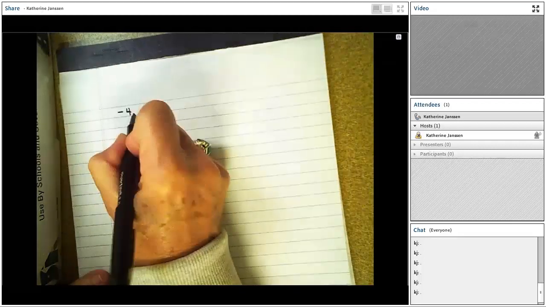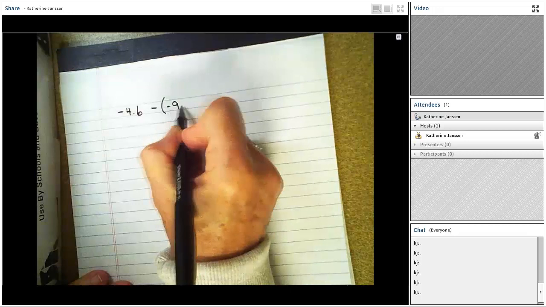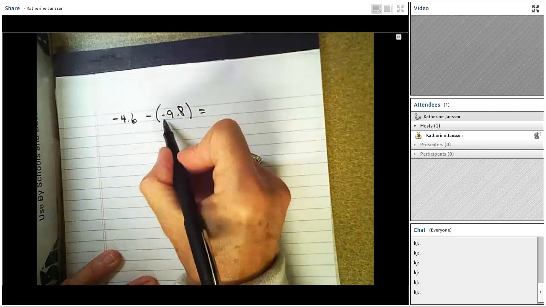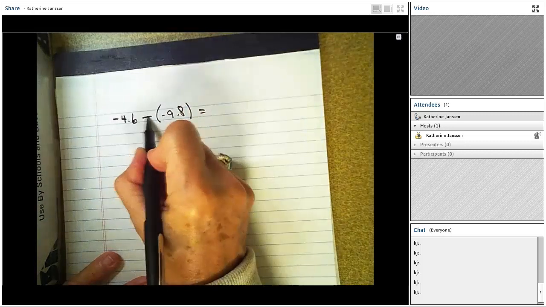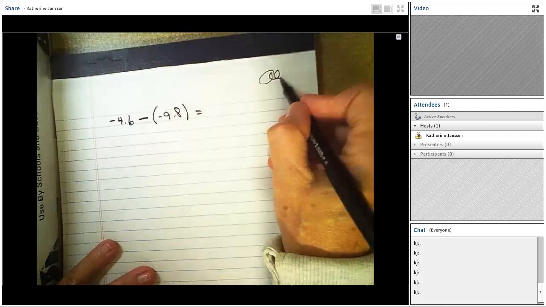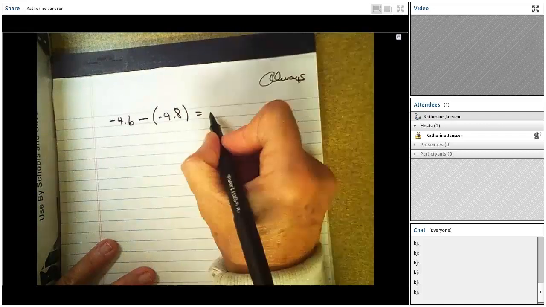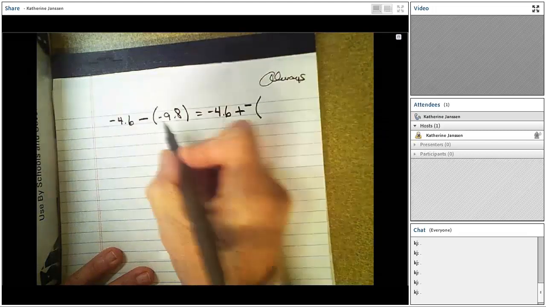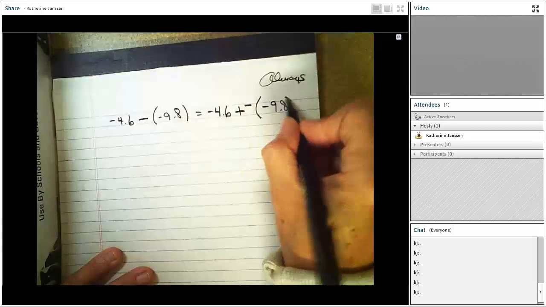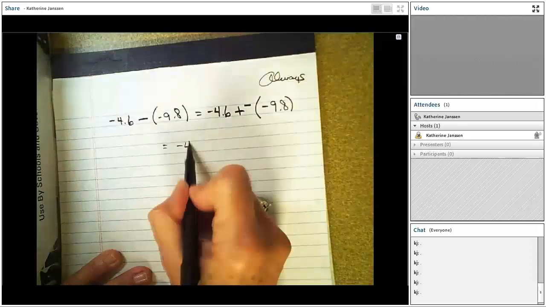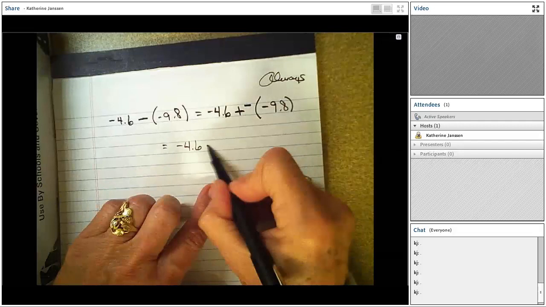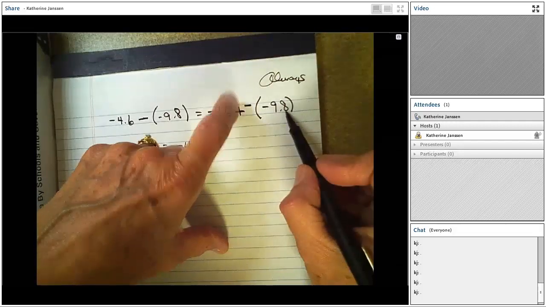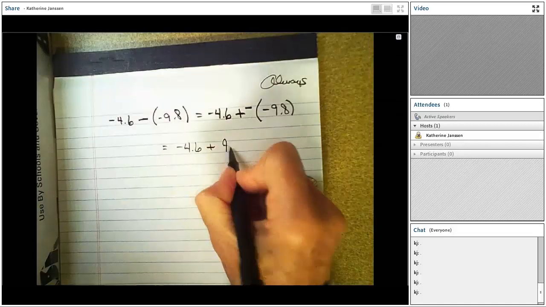And negative 4.6 minus a negative 9.8. We're using the parentheses to protect the sign of this term. This is the operation of subtraction. So we always change subtraction to addition and add the opposite. Negative 4.6, change subtraction to addition and add the opposite of the number I'm subtracting, negative 9.8. I'm looking for the opposite, which would be a positive 9.8.